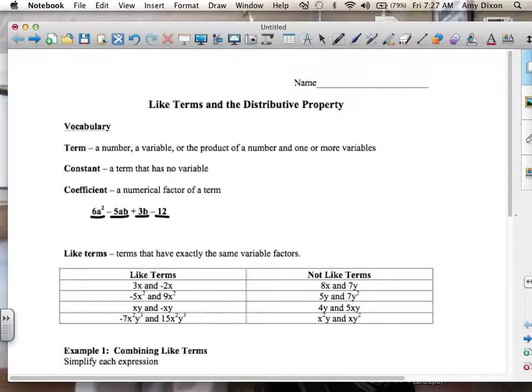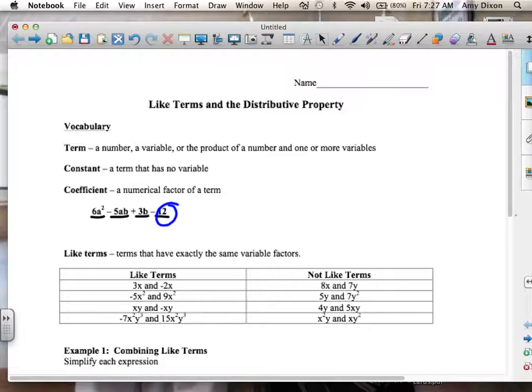So a term is just going to be a number, or a variable, or both put together. A constant is a term that has no variable. So our 12 here is a constant. There's no variable that goes with it. So those are just your numbers. Okay.